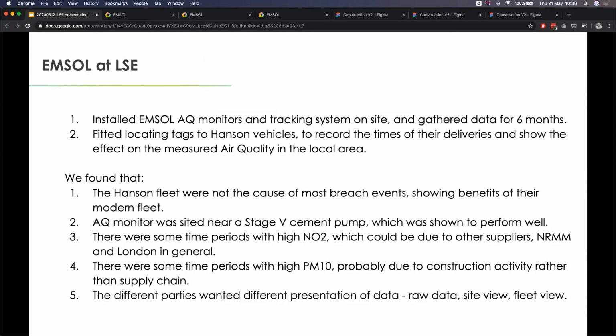Okay, so what did we do? EMSOL installed air quality monitors and a tracking system on the site, and we gathered data for 6 months. So the equipment is still there, and it went in November of 2019. We fitted locating tags to the Hanson vehicles to record the times of their deliveries and show the effects on the measured air quality in the local area.